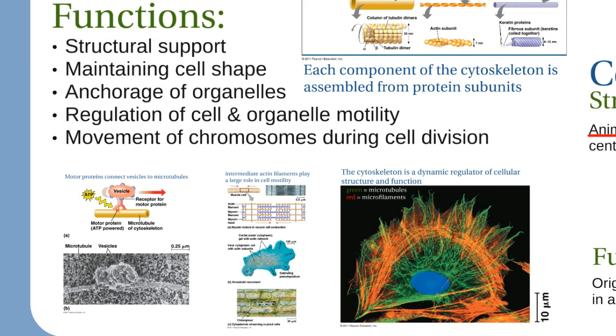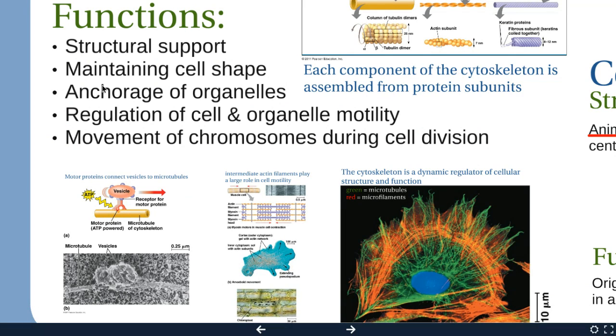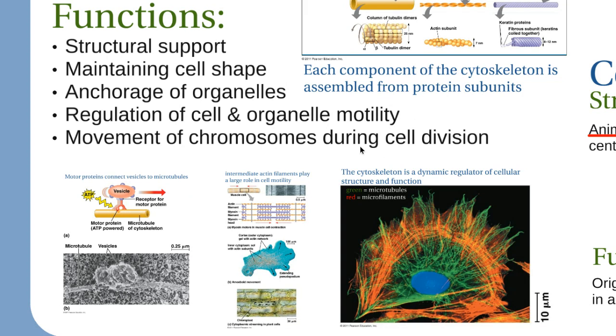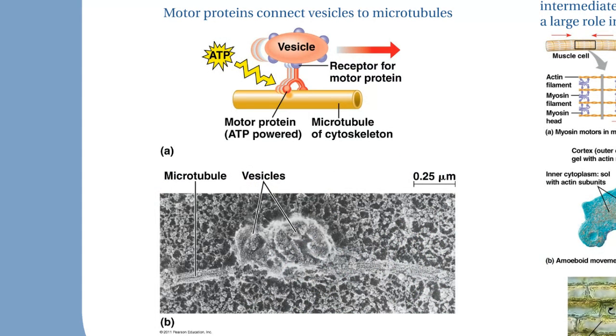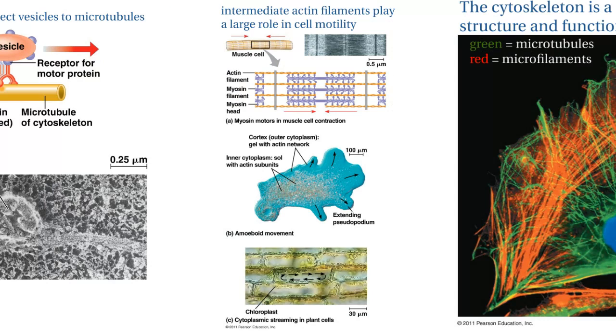So functions of the cytoskeleton: structural support, maintaining the cell shape, anchorage of organelles, and this anchorage will also tie into the regulation of motility, being able to move around. The organelles don't just freely move around, they move around because they're anchored to these microfilaments and microtubules. And also the movement of chromosomes during cell division. We'll look at how that works out later on in the semester. Okay, so here you can see a little bit more up close.